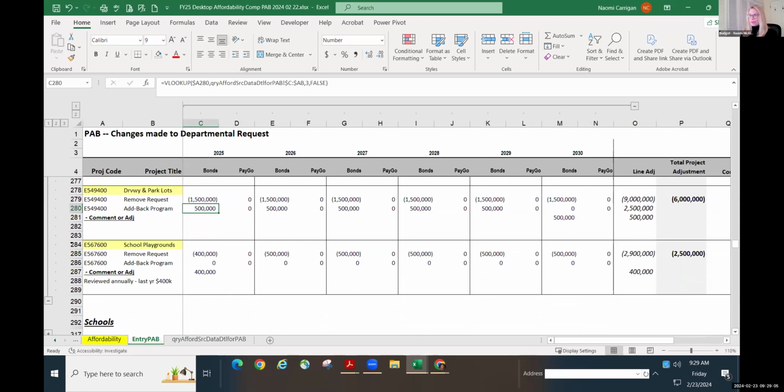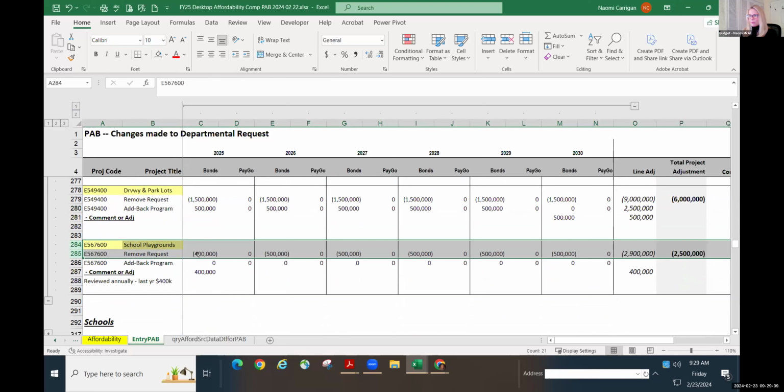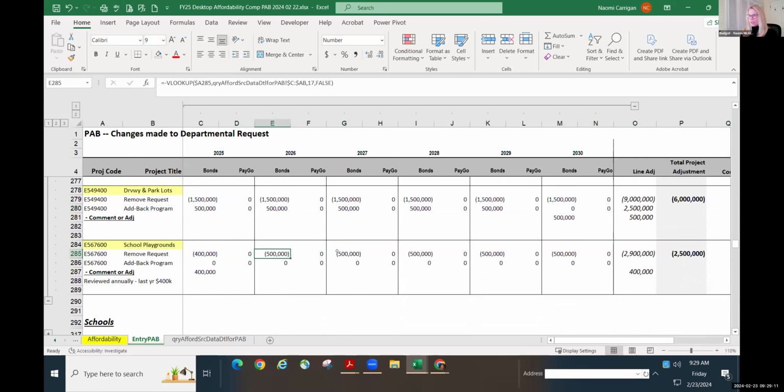School playgrounds, this is another one that we review annually. They were requesting $400,000 and then increasing it to 500 in the out years. I tentatively put $400,000 in there for fiscal year 25 only, and that is because that's the value that was given to them last year. Good.